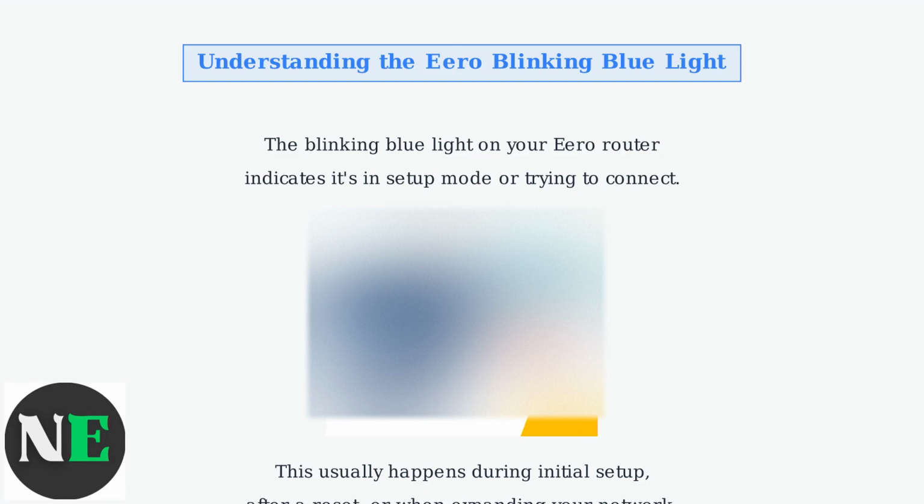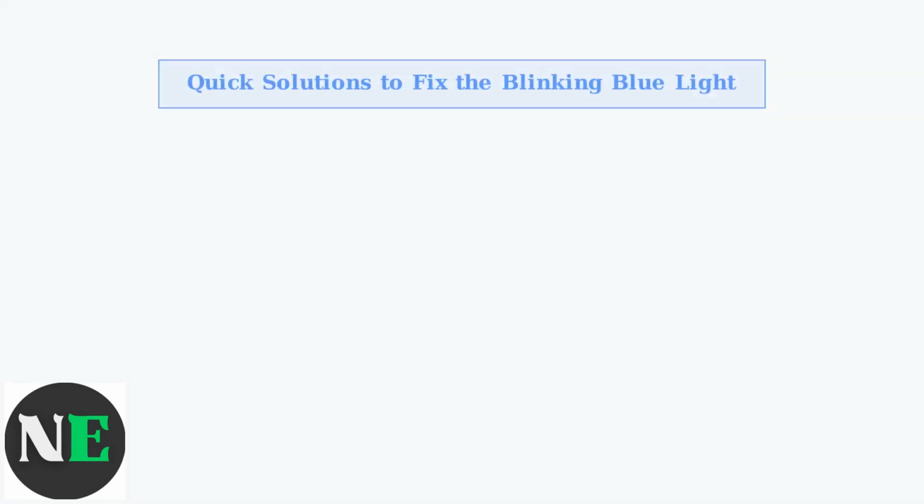It's important to differentiate this from a solid white light, which shows a stable connection, pulsing white, which signals a firmware update, or red, which indicates an error. Don't worry, this guide will help you fix this. Let's quickly go through the solutions to fix the blinking blue light on your Eero device.